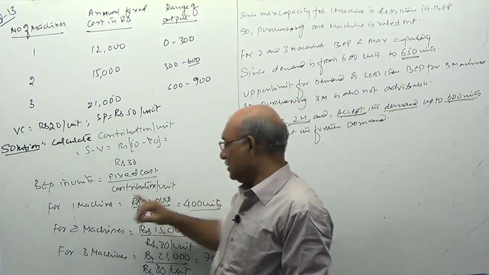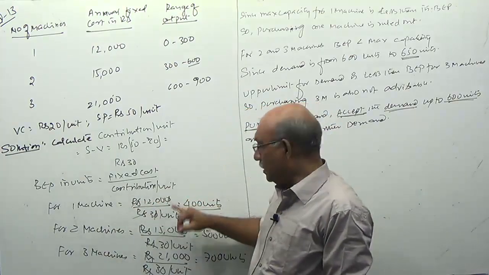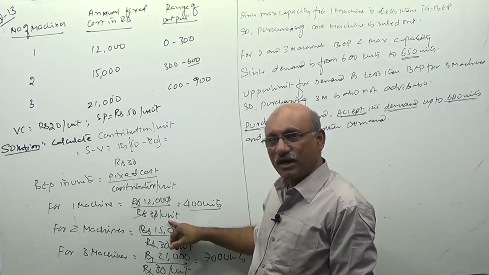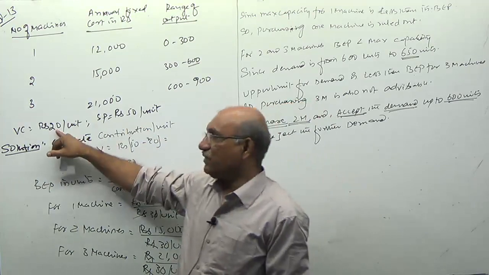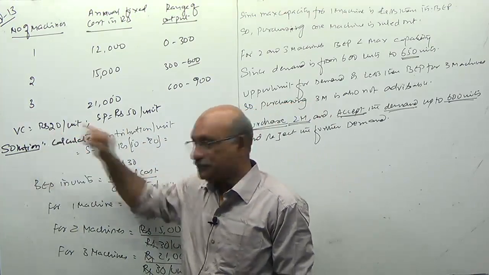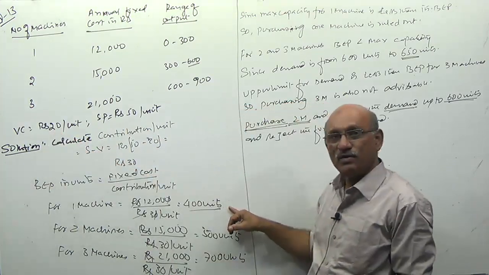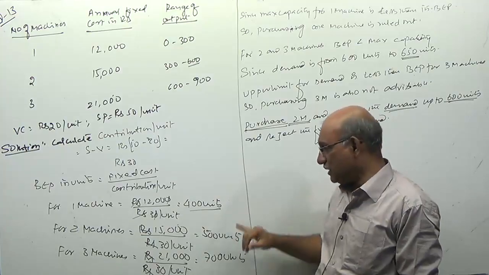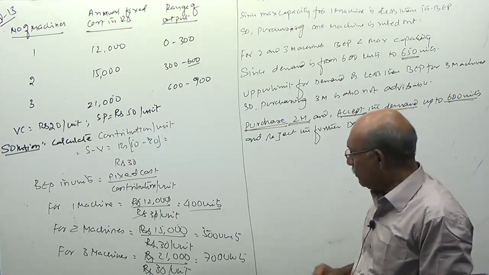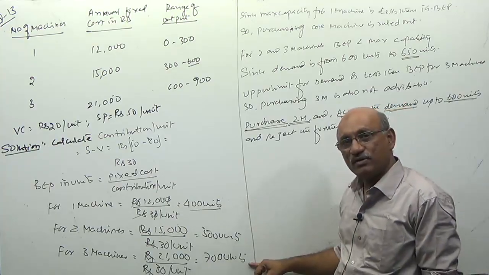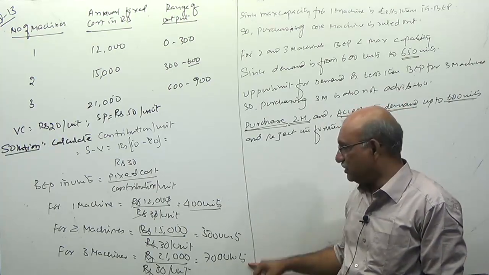So for one machine, fixed cost is 12,000. Contribution per unit is 30 rupees per unit. Selling price is also given. S minus V is equal to contribution. So 400 units is the break-even point for one machine. Similarly, 500 units is the break-even point for two machines. 700 units is the break-even point for three machines.